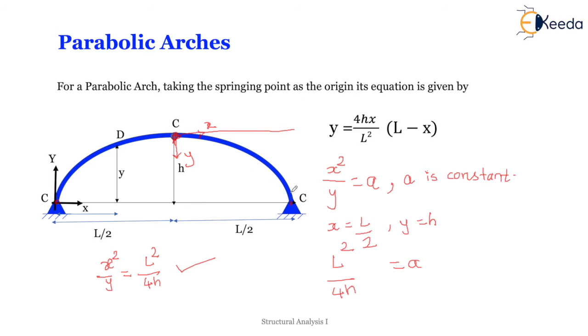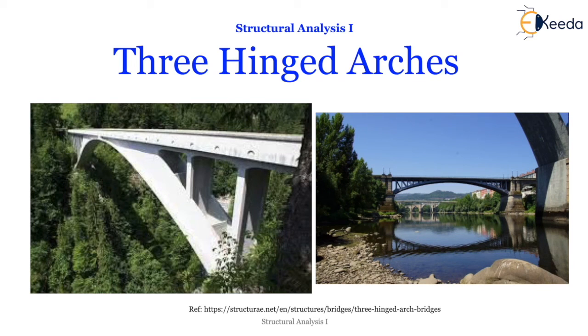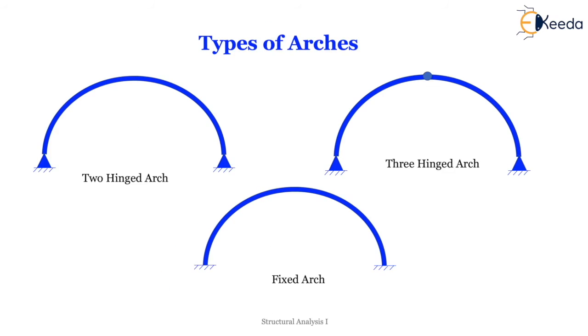I hope you understood this particular class. Here we understood the very basics of what a three hinged arch is. We saw the diagrams, what the different parts of the arches are, how the arches are so effective, and what the types are. Two hinged arches and fixed arches are indeterminate, whereas the three hinged arch is a determinate arch, and we have learned the reasons behind that.